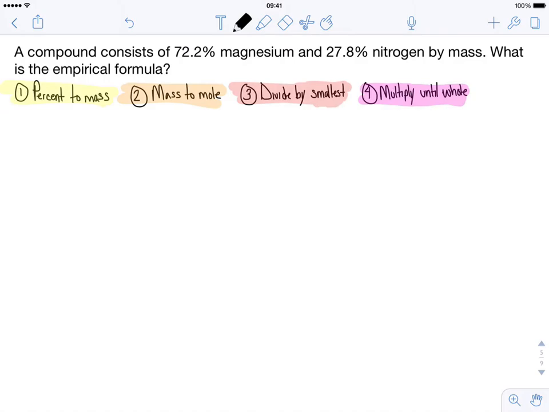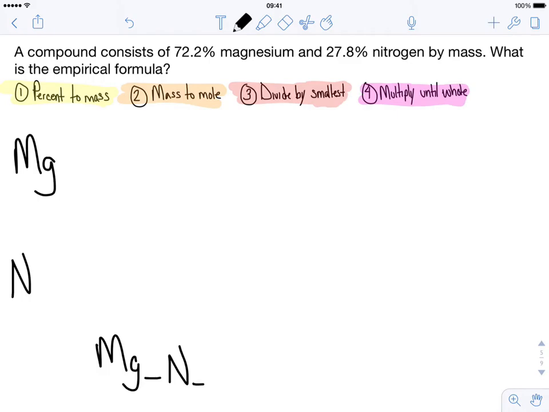So the two elements that are mentioned in the problem are magnesium and nitrogen. So we know that the formula we're going to have at the end is going to be Mg with some subscript and N with some subscript. And what we're looking for are what those subscripts are going to be.